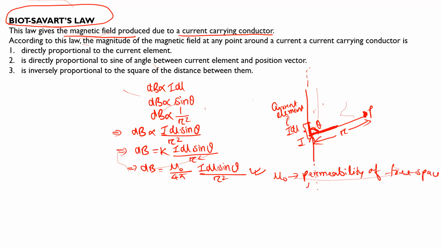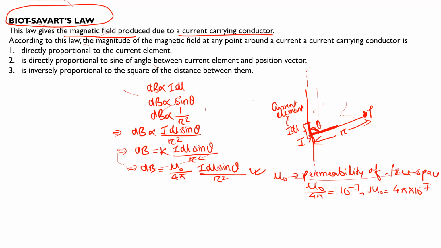And mu naught by 4 pi is equal to 10 to the power minus 7, so mu naught is equal to 4 pi into 10 to the power minus 7. Clear? So this is about it. Now you have to remember that the direction of the magnetic field is perpendicular. We already saw that current and magnetic field are perpendicular, so in this case also current and magnetic field are perpendicular. There is no doubt in this case.